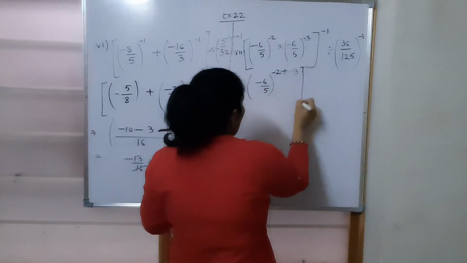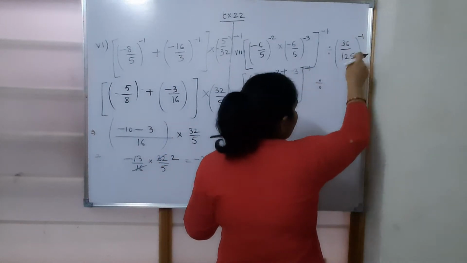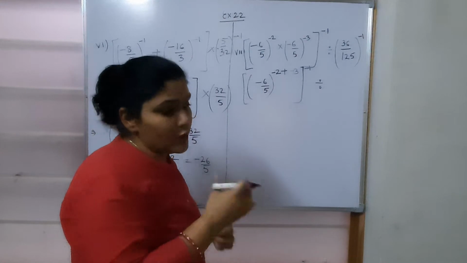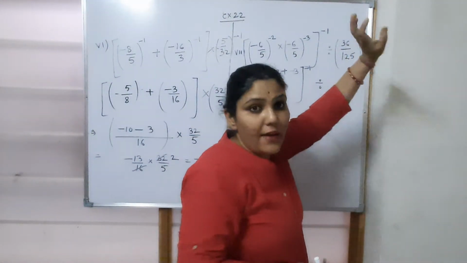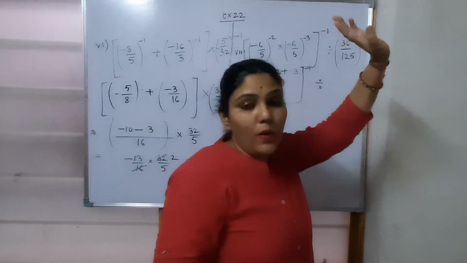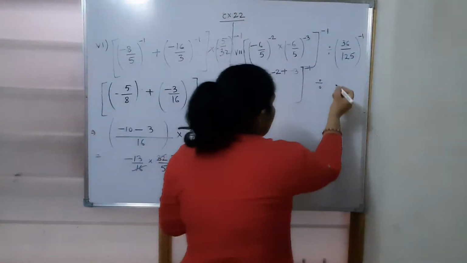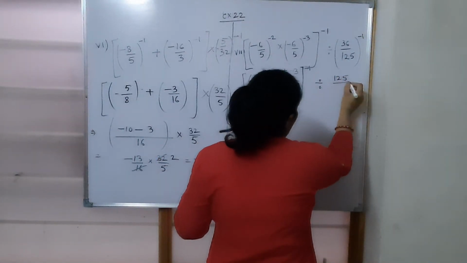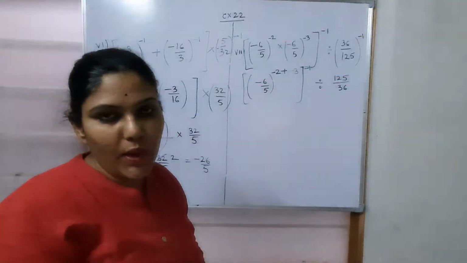Now the whole is raised to the power minus 1, and then we have the division sign. Now 36 upon 125, here the power is minus 1. To make it positive, we have to take the reciprocal of the base. So this is going to be 125 upon 36 whole raised to the power 1, which is actually 125 upon 36.